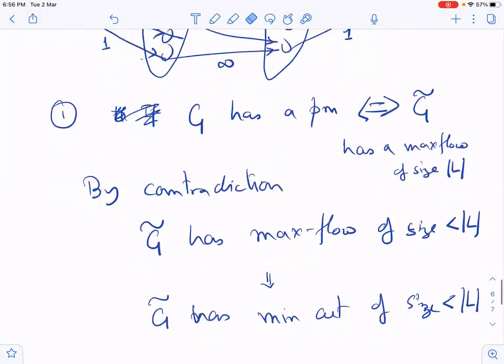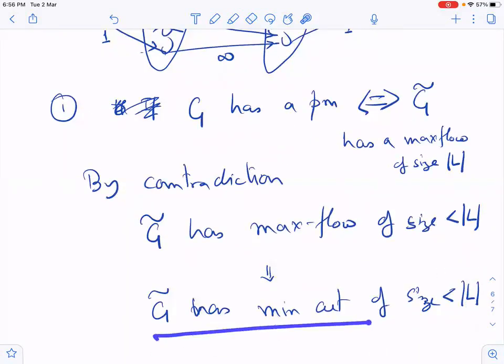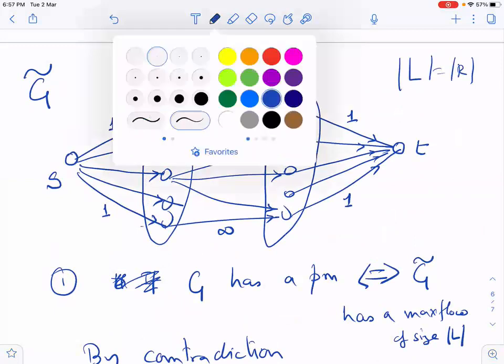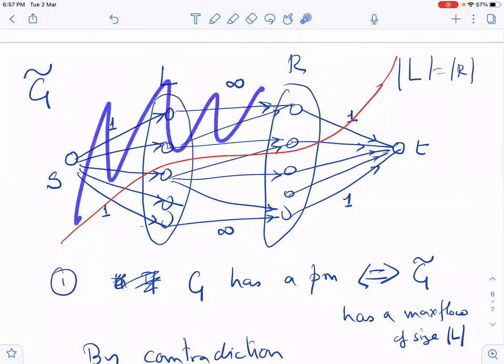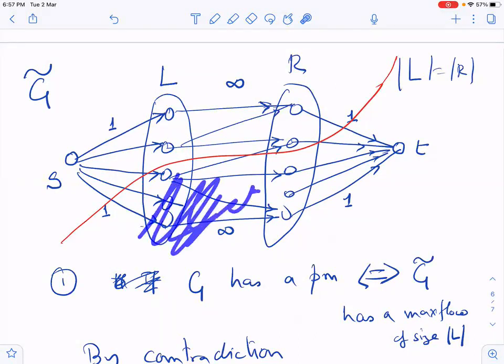So there exists a min cut that is of size less than L. Now let's start with that. How does the min cut happen? It's an S-T min cut, so it is something of this kind. S is of course on this side in one part. Some elements of L are on this part, some elements of R are in this part, and similarly the remaining set of elements of L is here. The remaining set of R is here, and T is here.